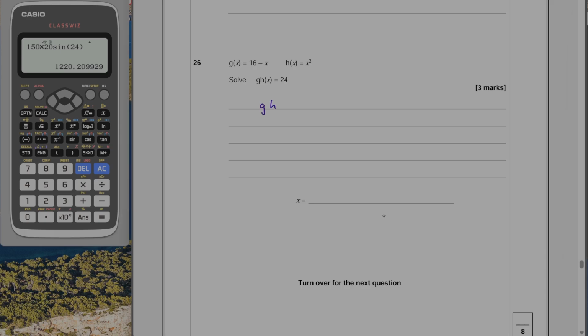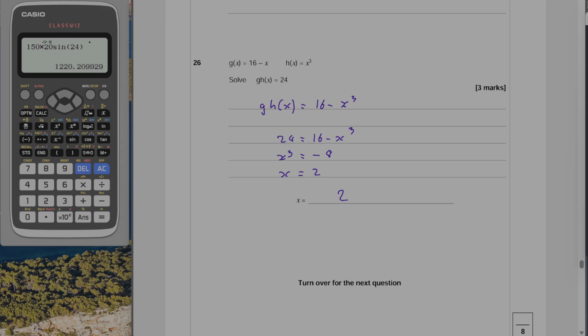So g of h of x is going to be equal to 16 minus x cubed. That's equal to 24. So 24 is equal to 16 minus x cubed. So rearranging that, then that gives us x cubed is equal to minus 8. So x is going to be equal to 2. Sorry, minus 2.